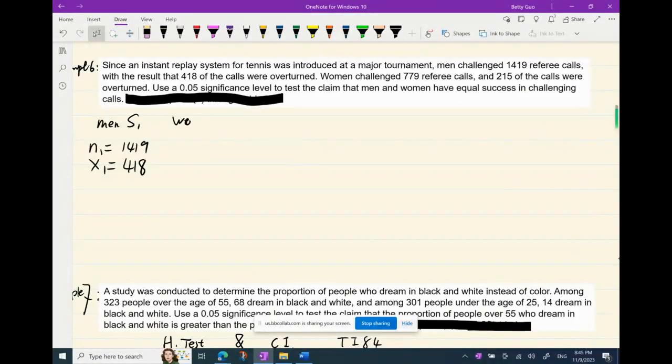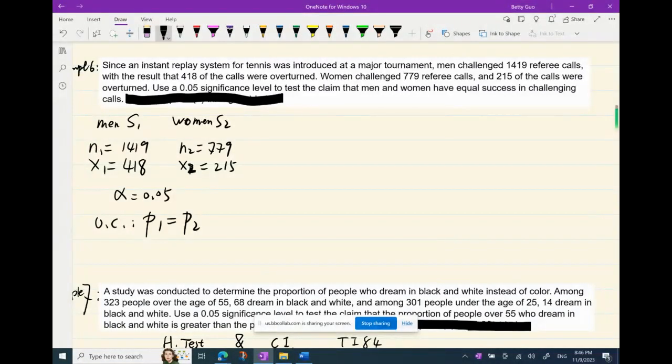So women, sample 2, size is 779, a lot less, right? And the number of successes x sub 2 is 215 were overturned. Use significance level alpha equals 0.05 to test the original claim that men and women have equal. Okay, so this time the original claim is p1 equal to p2.